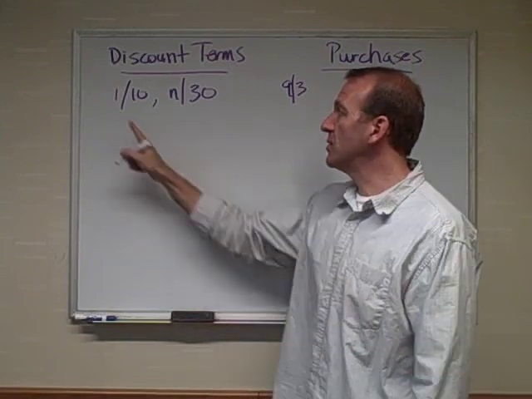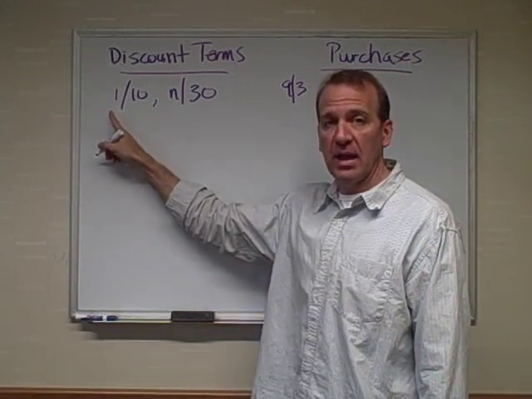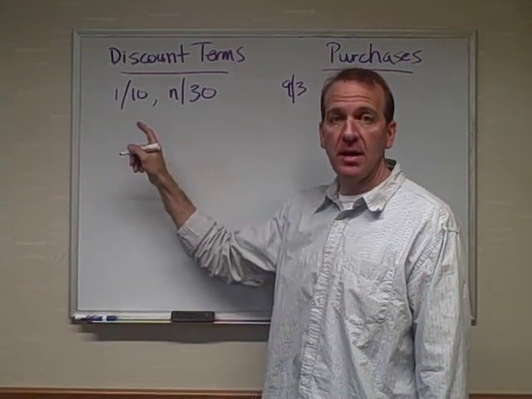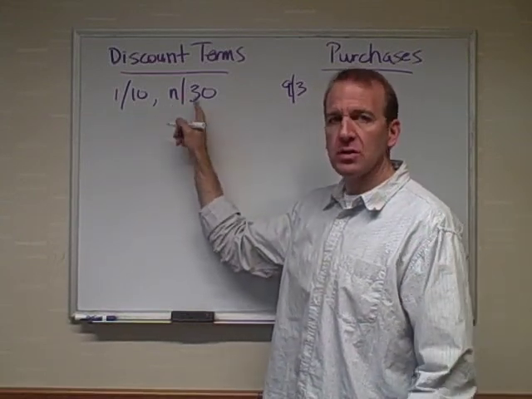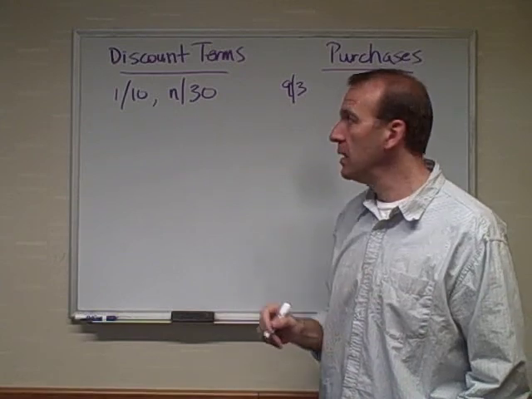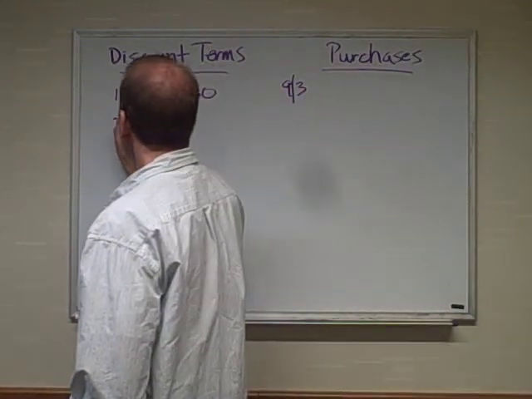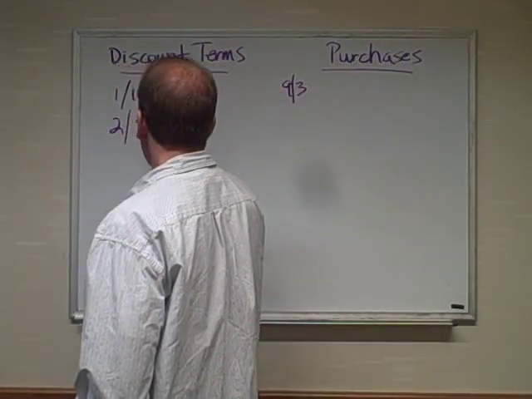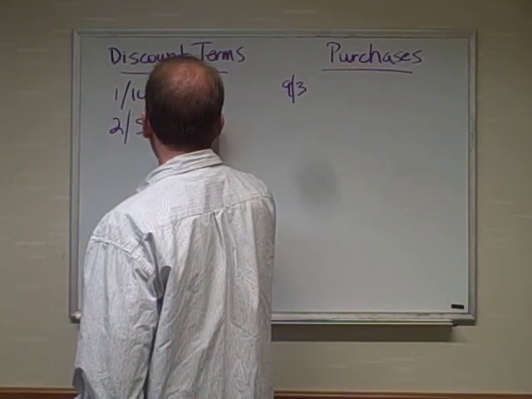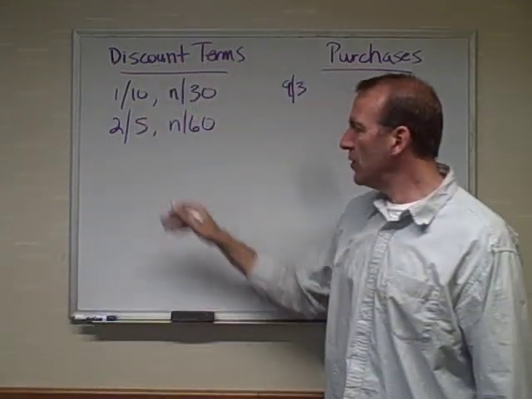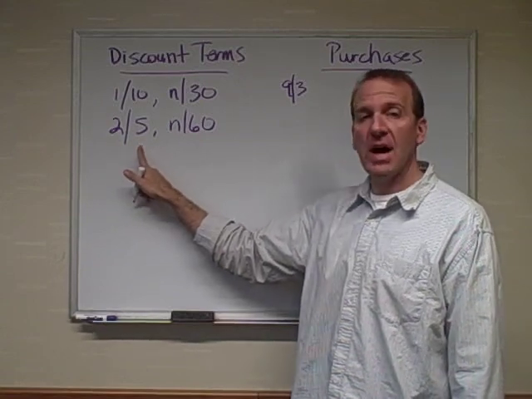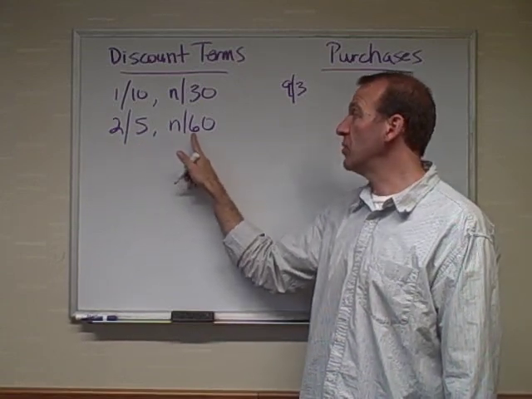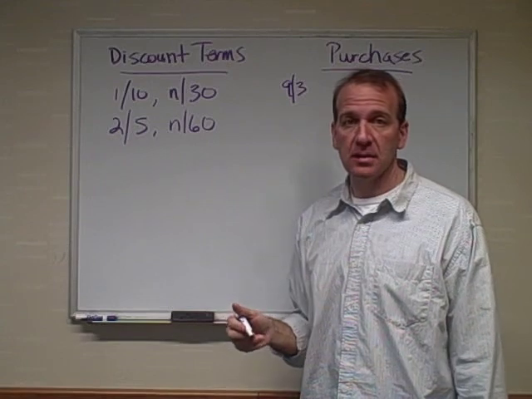Here we've got 1/10 net 30, or N/30. What this stands for is you can get a 1% discount if you pay within 10 days of the sale. But the whole thing, the net amount, is due within 30 days, okay? If you saw something like 2/5 N/60, then this would mean you get a 2% discount if you pay within 5 days, but the whole thing is due, the net amount is due in 60 days.